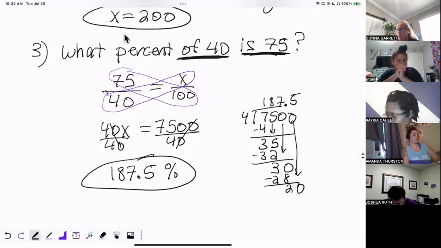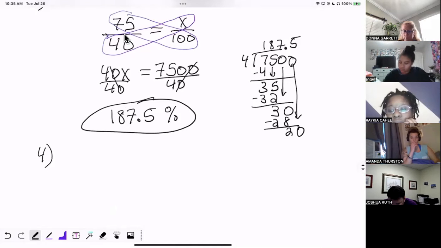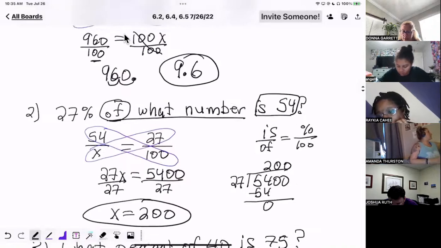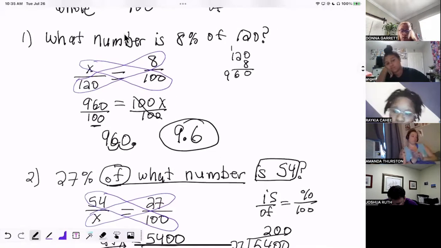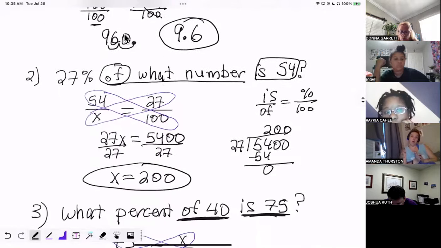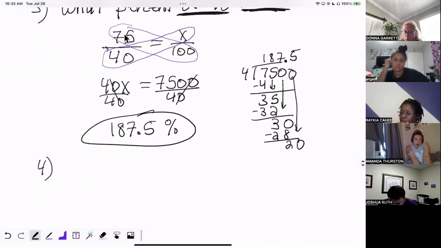Okay, questions before I do some more? Anything? I think we did one of each, right? We did a percent. Yeah, we did one of each. So we solved already for a part, we solved for a whole, and we solved for a percent. So you've seen all of them. Let's do some more.